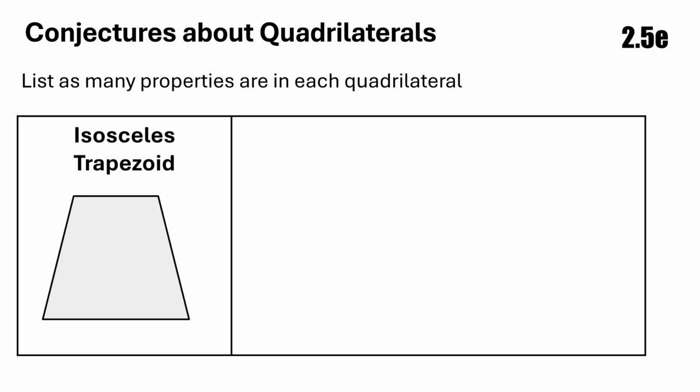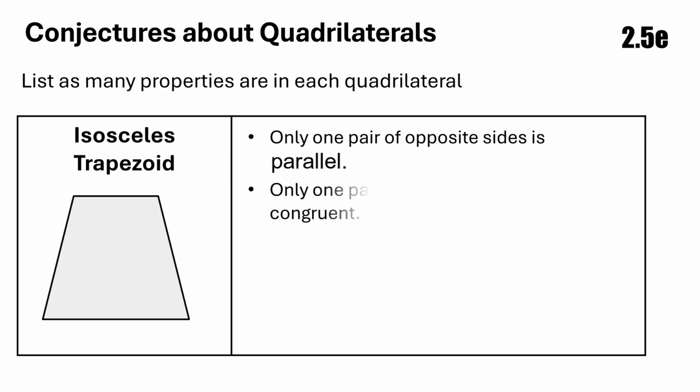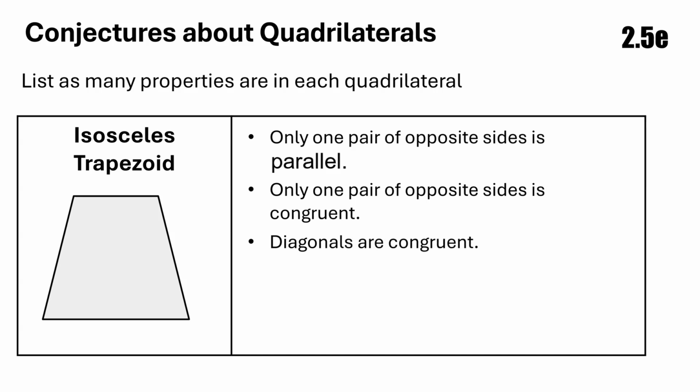The fourth quadrilateral is an isosceles trapezoid. Every isosceles trapezoid has only one pair of opposite sides that is parallel. Only one pair of opposite sides is congruent. And the diagonals are congruent.